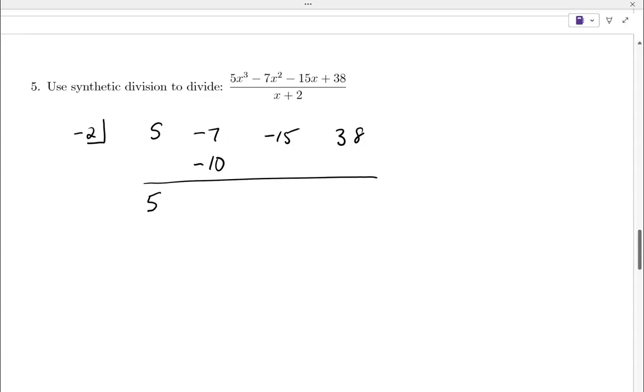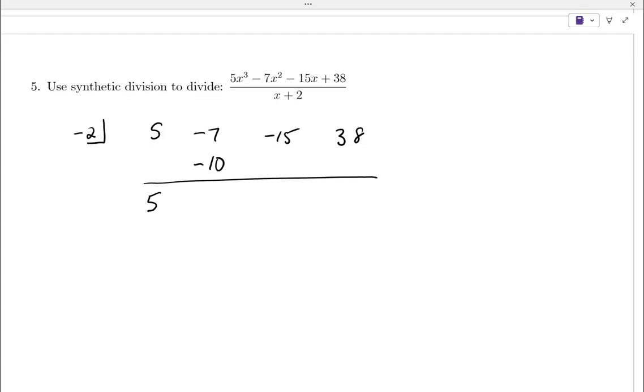Think about why we would have that -10 there. Well, notice, again, if we were doing the long division, you'd ask, what do I need to multiply the x by to give you 5x cubed? It would be 5x squared, right? So that's where that 5 comes from. Then you have to distribute that through. So I have to take the 5 times that thing, right? That's where that's coming in.